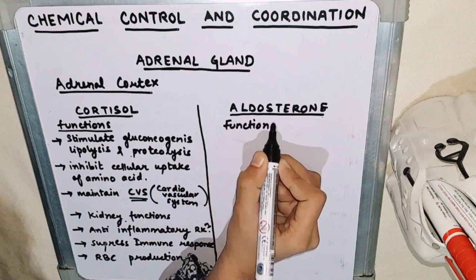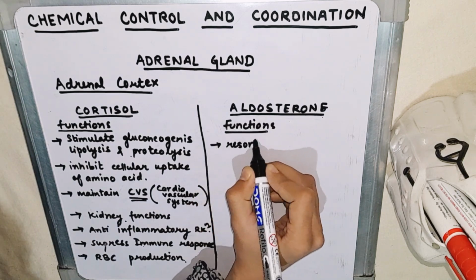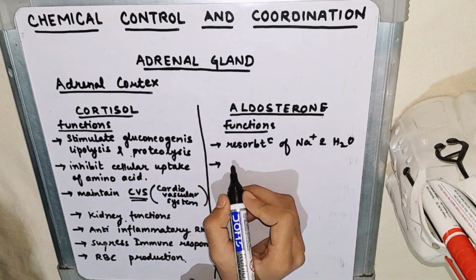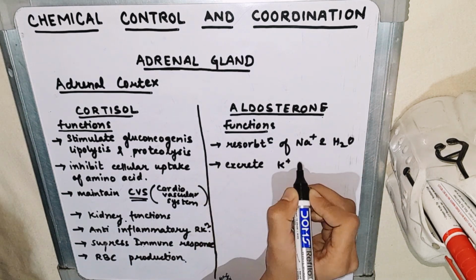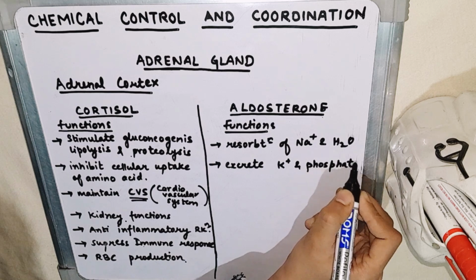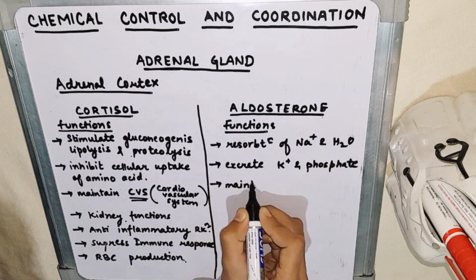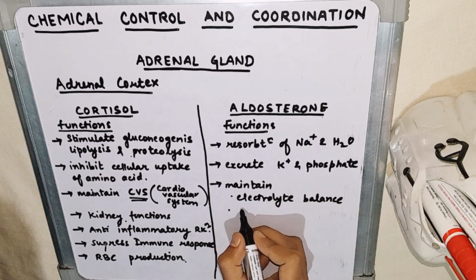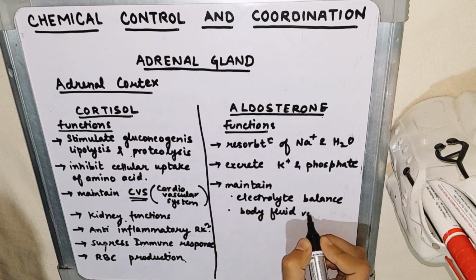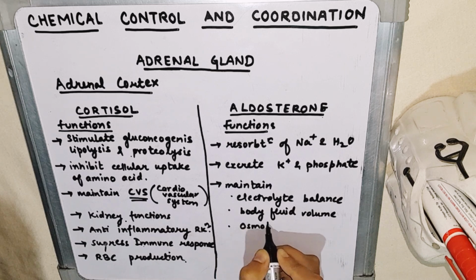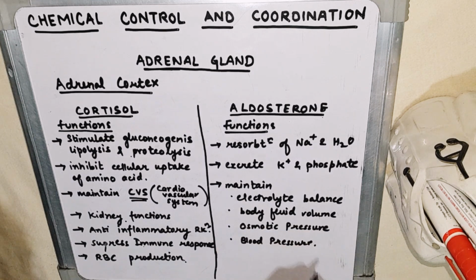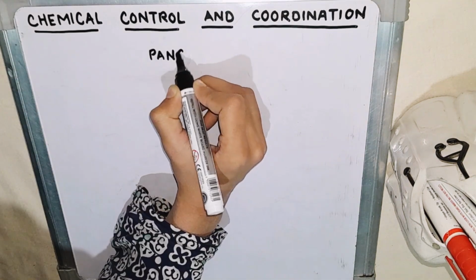Next, we will talk about aldosterone functions. Aldosterone is responsible for the reabsorption of sodium ions and water. It is used to excrete potassium ions and phosphate ions. Next, it maintains the electrolyte balance of our body. It maintains the body fluid volume, the osmotic pressure, and the blood pressure also. These are very important points of cortisol and aldosterone from exam point of view.